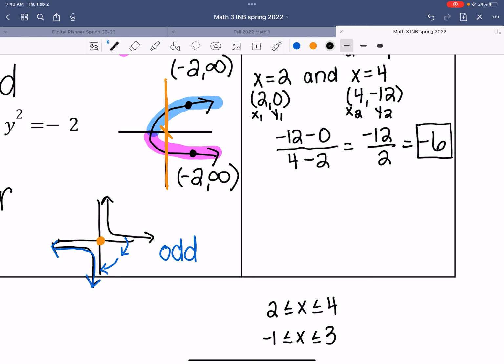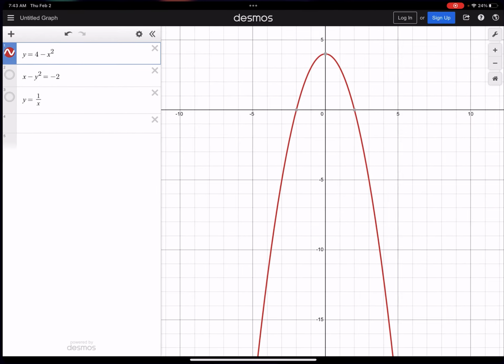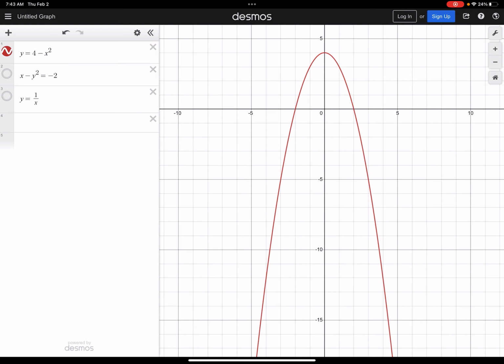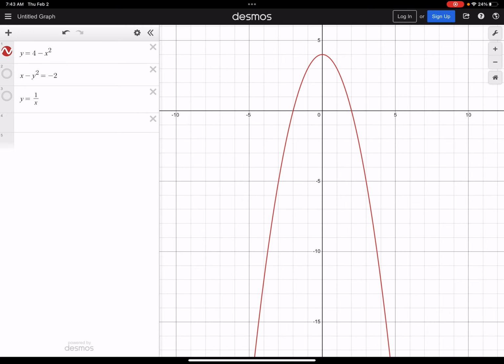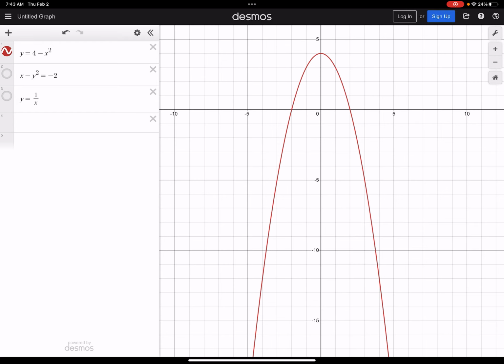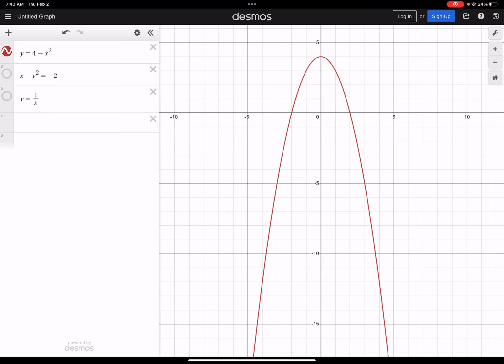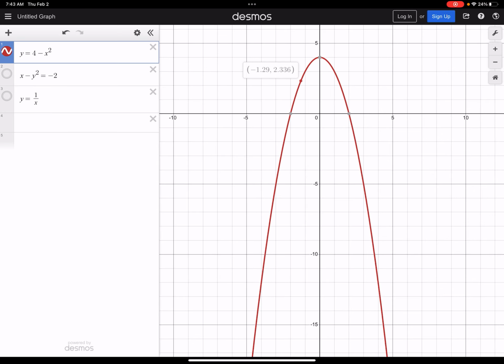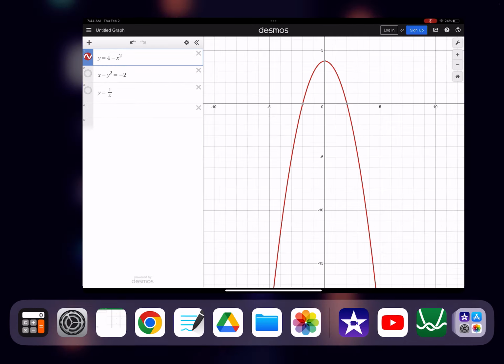So the next one I'm going to look at is x equals negative 1 and x equals 3. So again, I can go right to my graph, and I'm going to go to negative 1. So on my graph at negative 1, I can move my cursor to negative 1, and I have 3. So at negative 1, we have positive 3.